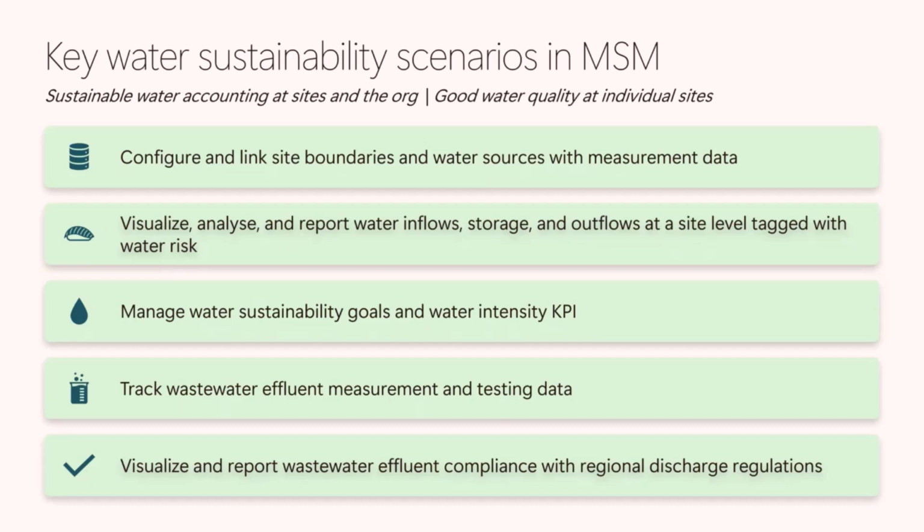Where is it going? And then all of this data goes into a dashboard where you can visualize, analyze, and compare how the performance is between facilities, between different organizational or business units, which is the water source that you are using most, and so on. So you can visualize and analyze these water inflows, the amount of stored water, and outflows. We also tag this with the water risk parameter, so you can check how your organization is doing in the water stressed areas.